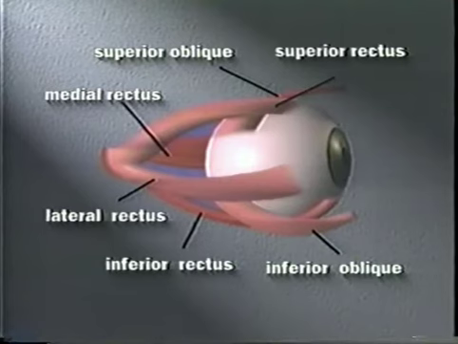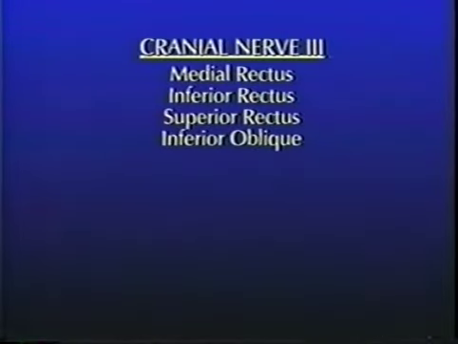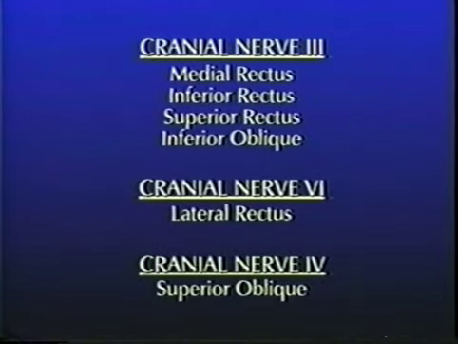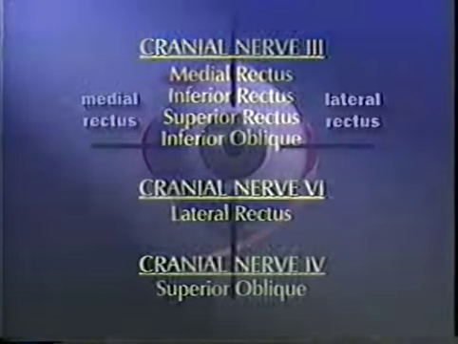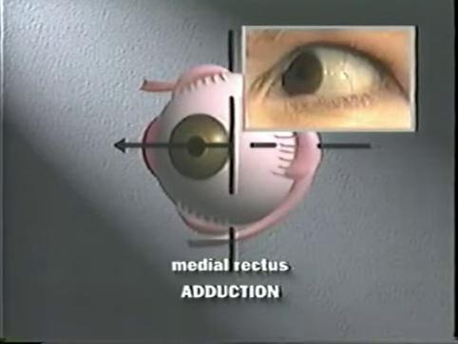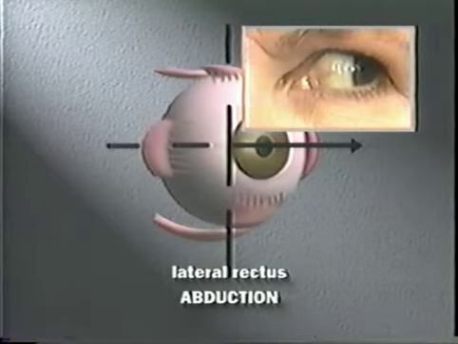The 7th muscle, the levator palpebrae superioris, elevates the upper eyelid. All muscles are innervated by cranial nerve number 3, the oculomotor nerve, with two exceptions. Innervation for the lateral rectus muscle is cranial nerve number 6, the abducens, and for the superior oblique, cranial nerve number 4, the trochlear. Both the lateral and medial rectus muscles have only horizontal action. The medial rectus is an adductor, and the lateral rectus is an abductor.